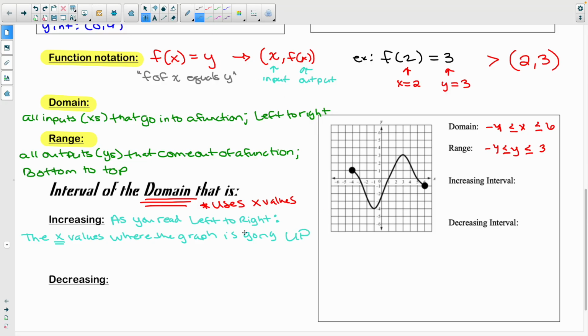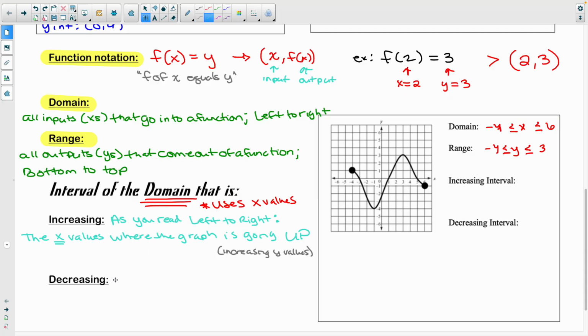And that means that this is increasing y values. So this is why it's a function. So as the x's increase, what are the y values doing? As the x's continue to go right, the y values are going to increase. That means go up. Decreasing is the same thing, but as the x values are going from left to right, the graph is going to go down because the y values will decrease.